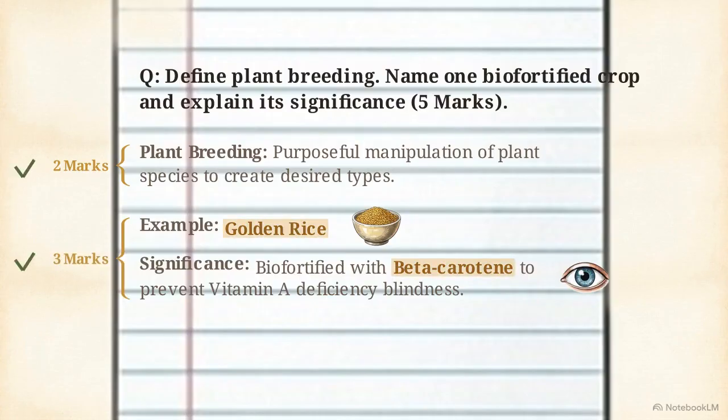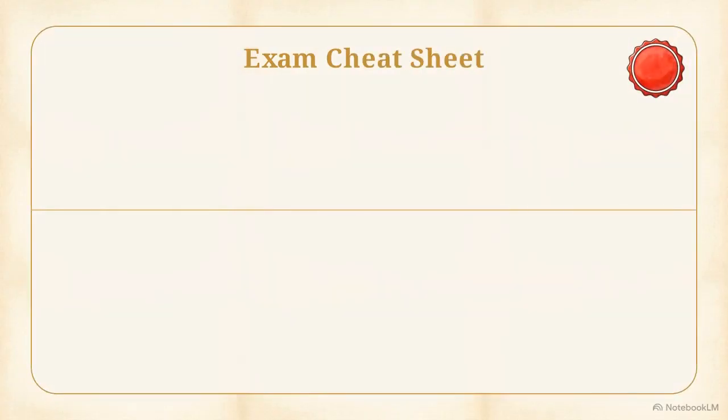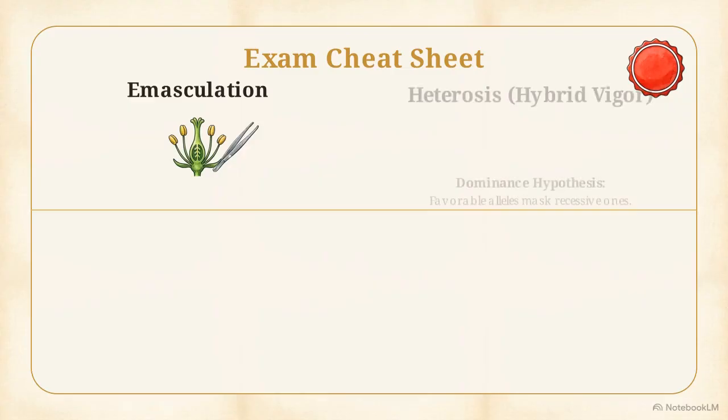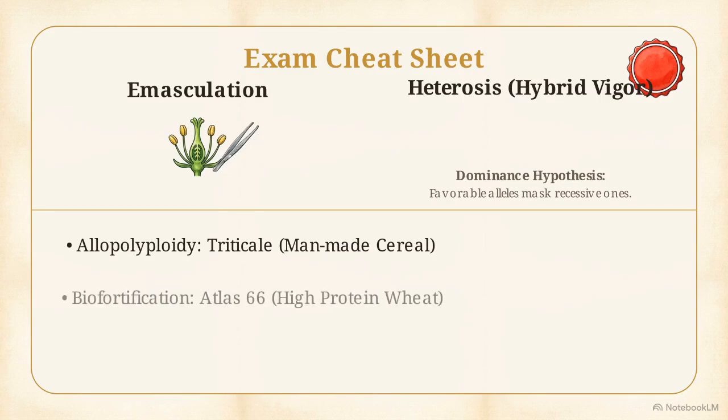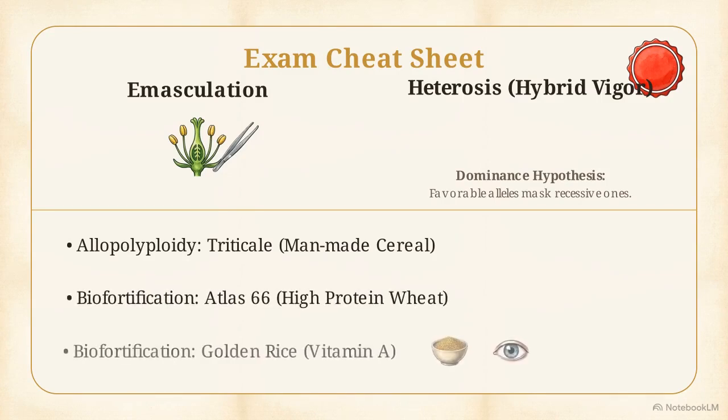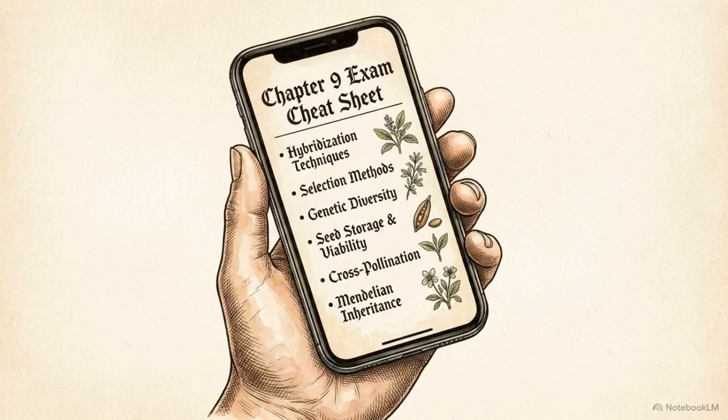To pull this entire chapter together into a single review frame, here is your exam cheat sheet. Note the physical mechanism of emasculation to prevent self-pollination, alongside the genetic goal of heterosis, which is driven by the dominance hypothesis. Complete your study list with the alloploidy example of triticale and the specific biofortification examples of Atlas 66 and golden rice. Take a screenshot of this frame.